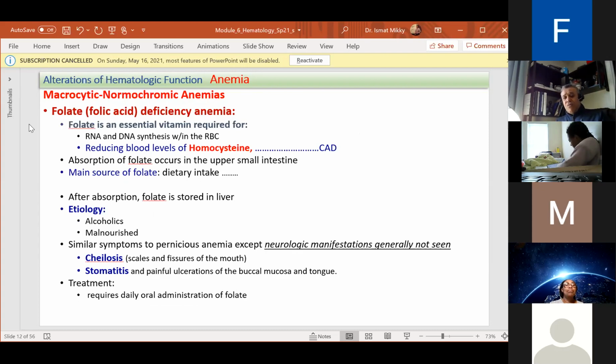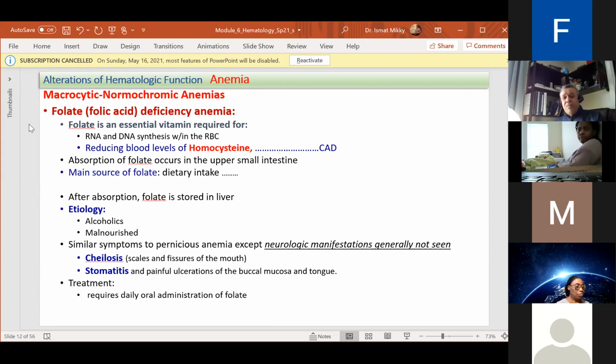The other form of the macrocytic normochromic megaloblastic anemia is the folic acid deficiency anemia. And there is a link between homocysteine and CAD, or coronary artery disease. The folate is an essential vitamin. We need it for RNA and DNA synthesis within the RBC.